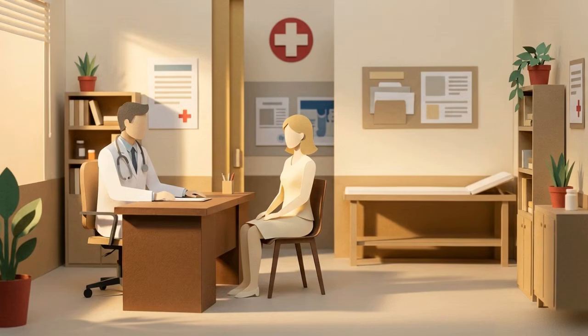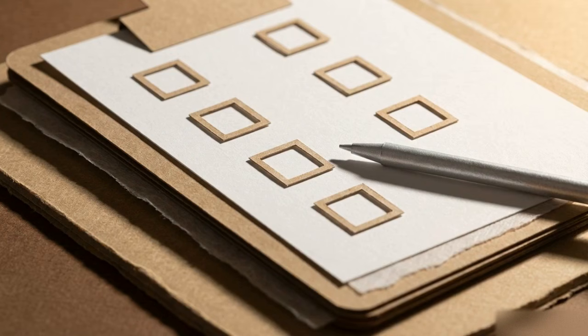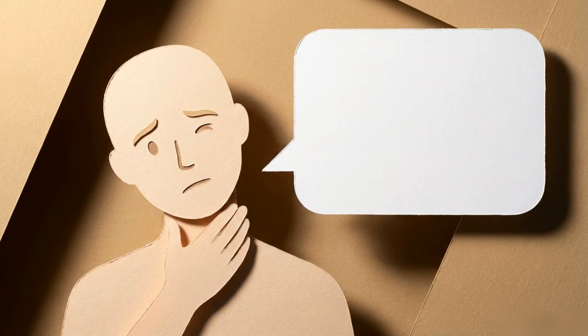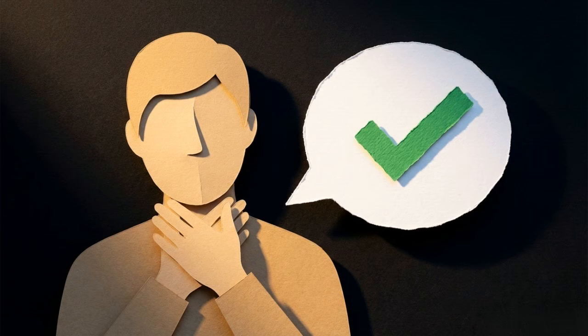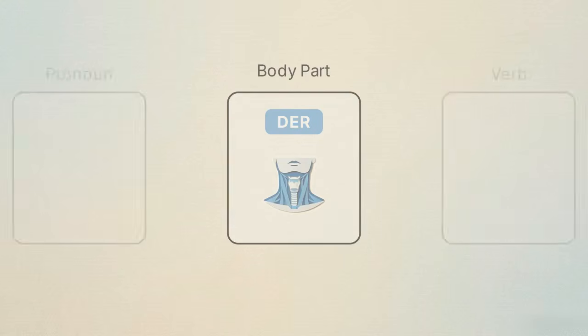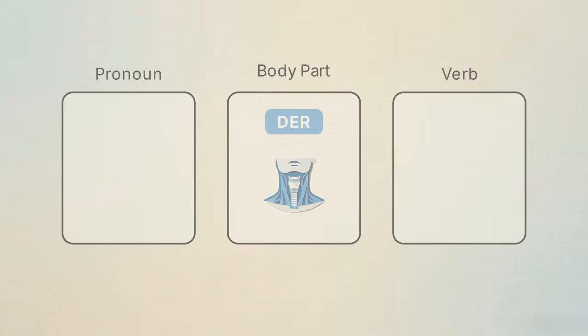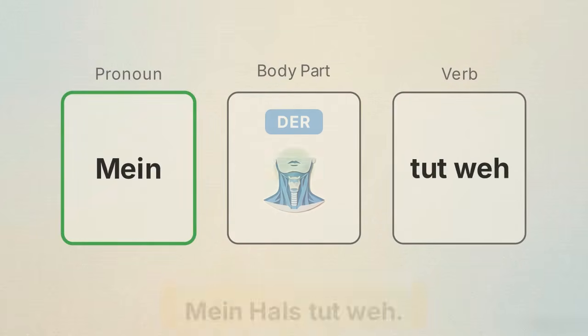You now have the necessary structures to navigate a consultation with a German doctor. Let's practice with a specific example. If this patient wanted to use a compound noun to describe their sore throat, what would they say? The answer is ich habe Halsschmerzen. Now, using the second structure we learned, remembering that Hals is masculine, how would they describe the pain? The answer is mein Hals tut weh.